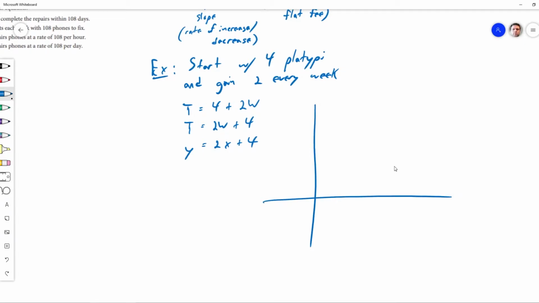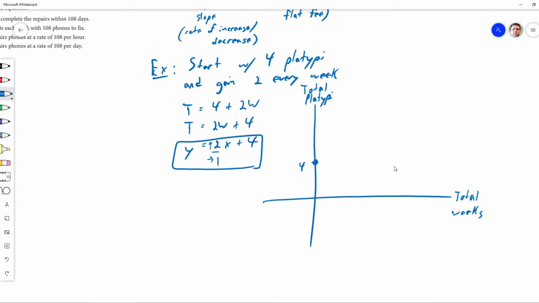If you were to graph this, total platypi would go here, and this is your total weeks that have gone by on your x-axis. Now, if you remember, the way you graph in slope-intercept form is you always just start here on the y-axis with 4, which makes sense because it's your initial amount, right? And then from here, you just go up 2 over to the right 1.